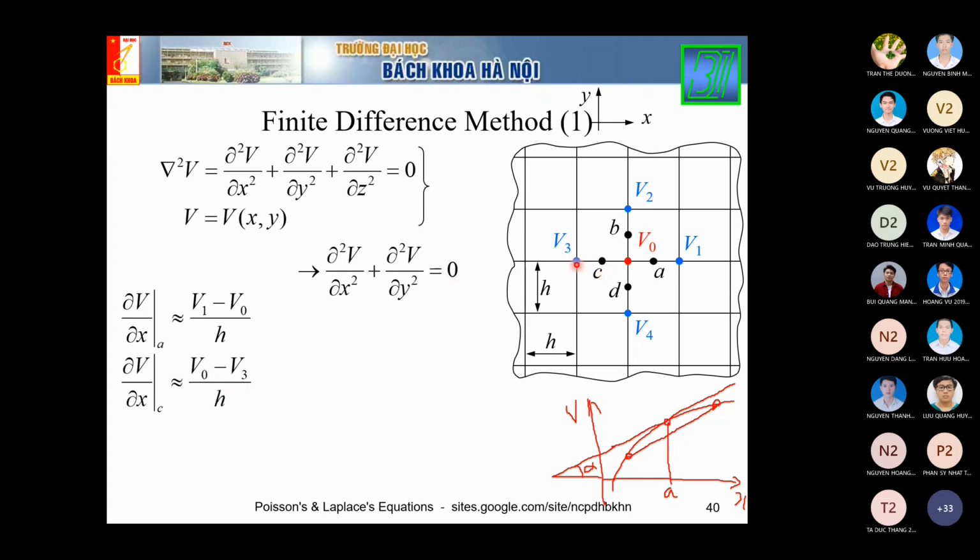Okay, when I go from the blue dot to the red dot, the potential changes by an amount of V0 minus V3, and the distance changes by an amount of h once again.